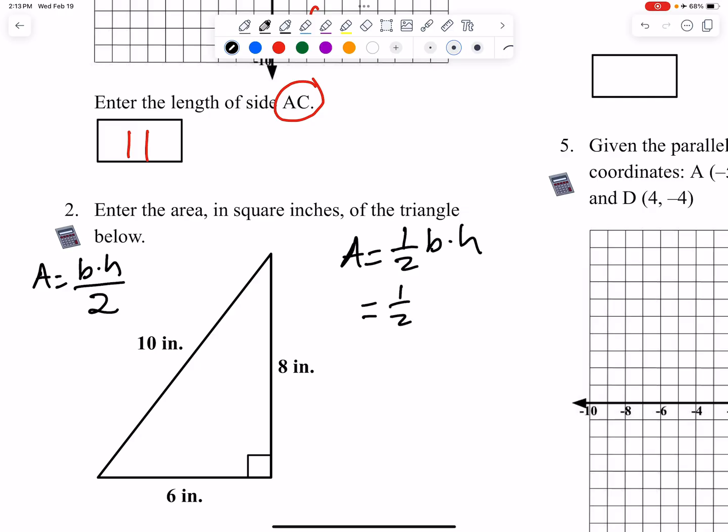I'm going to use the one I have here on the right side. So I have 1/2. What is your base? Your base is usually at the bottom. So I'm going to say that the 6 is my base and the height is my 8. So that's a 6. My h is an 8. And again, I can use a calculator.